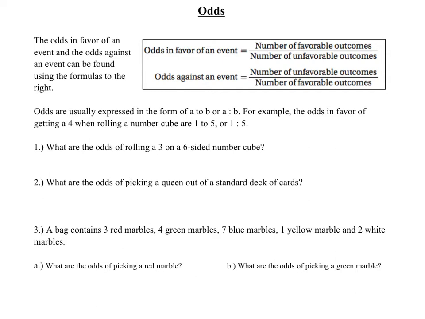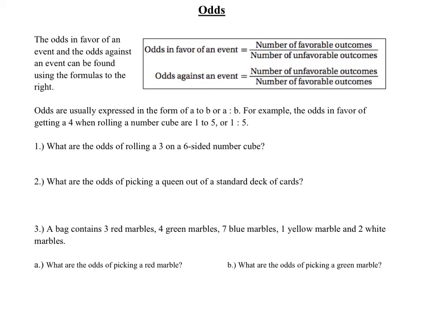What are the odds of rolling a 3 on a 6-sided number cube? Well, there's 1 three, and there are 5 sides that are not 3, so it's 1 to 5. What are the odds of picking a queen out of a standard deck of cards? Well, there are 4 queens in the deck, and there are 48 cards that are not queens.